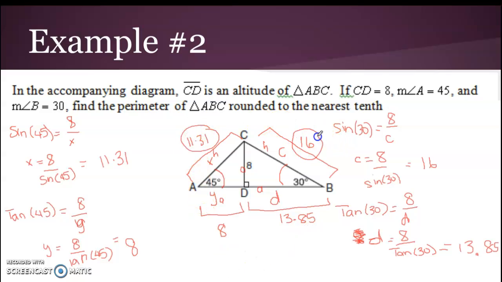Now see these numbers that I'm going to circle here? Perimeter means distance around. That means I'm going to add all of these numbers. So my perimeter will be 11.31 plus 16 plus 13.85 plus 8. That would give me 49.16, and I'm rounding to the nearest tenth, which will be 49.2. That's my final answer.